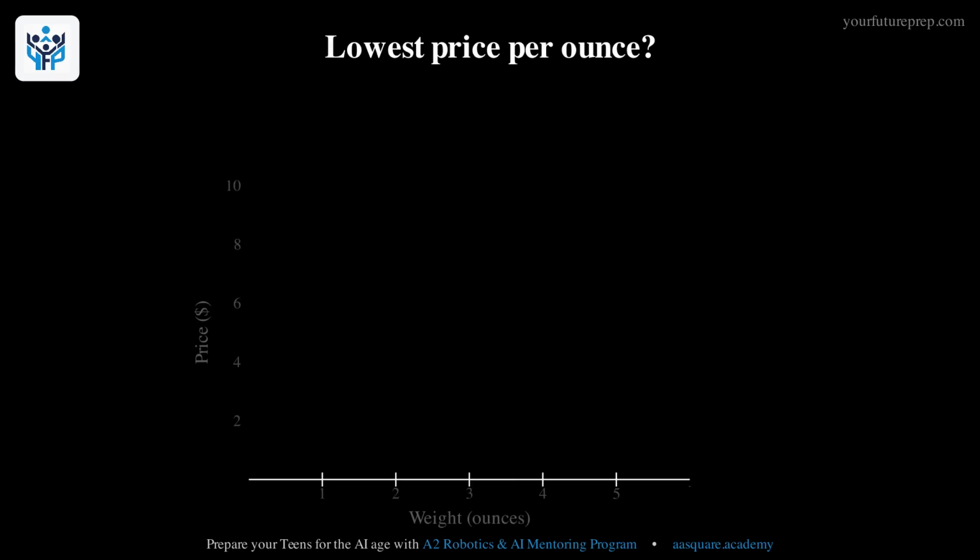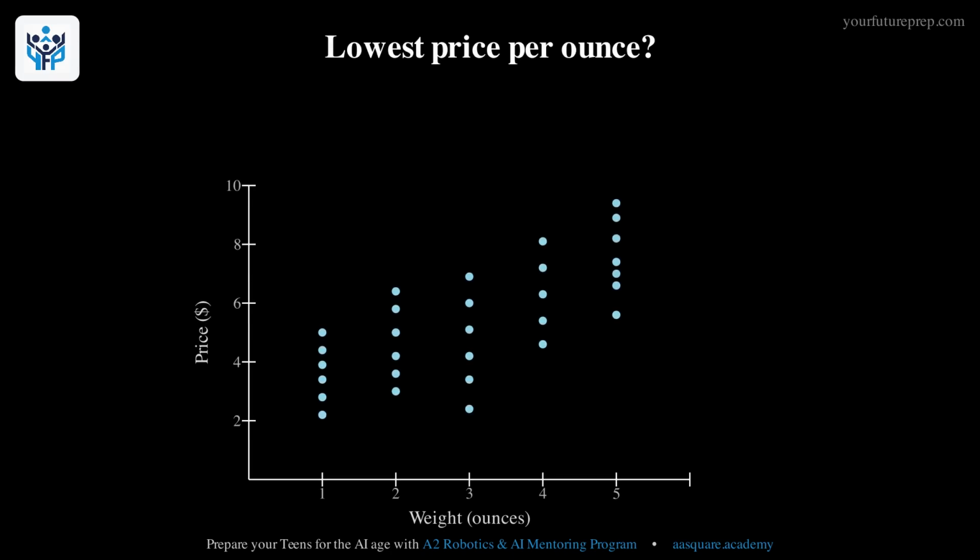Laszlo went shopping for black pepper. He found 30 options that vary in weight, in ounces, and price, in dollars. They are shown on this scatter plot, with weight on the horizontal axis and price on the vertical axis.